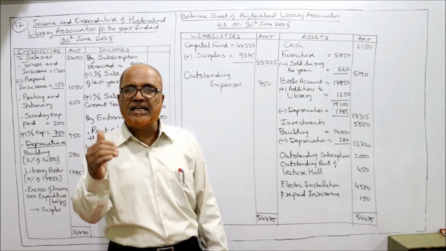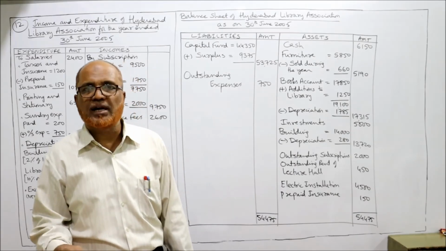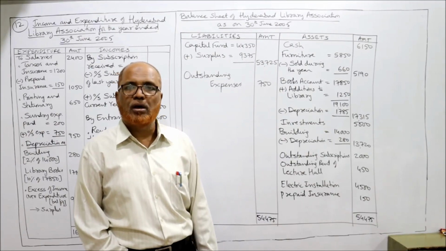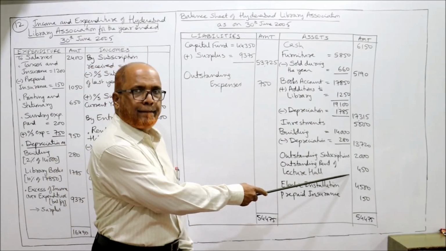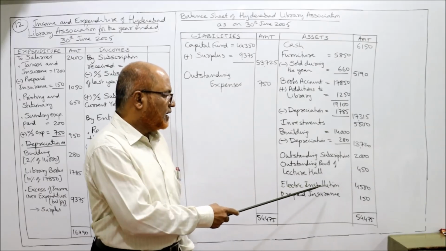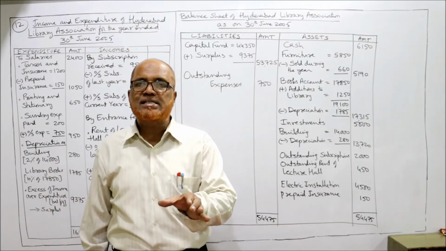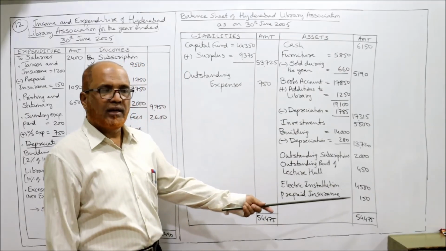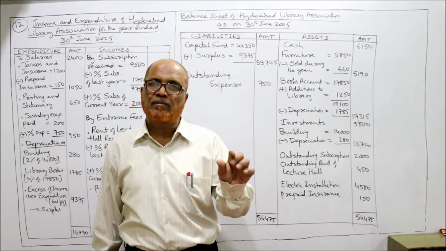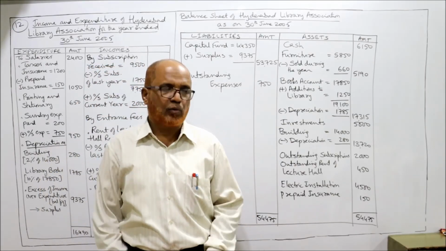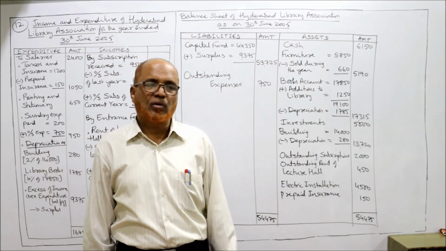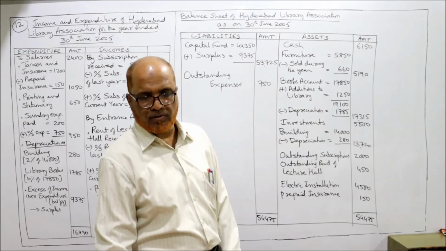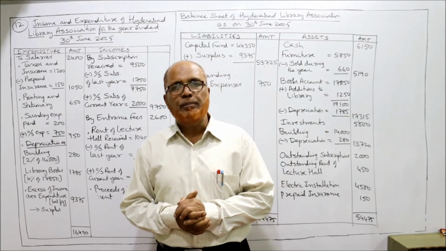Outstanding subscription: in the adjustment it is given that current year outstanding subscription is 2,000 and current year outstanding rent of lecture hall is 450. So in the adjustment it is given. Then electric installation. If you see the payment side, there is a purchase of asset, electric installation 4,500. Last one, prepaid insurance. Last item given in the problem. There is a prepaid insurance of 150 rupees. 150 rupees you have taken. That's it. Now take the total of the assets and liabilities. 54,475, 54,475. We have completed 12 problems.